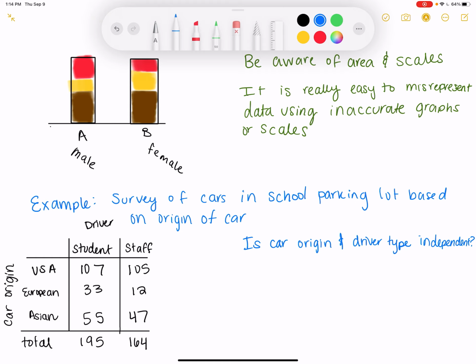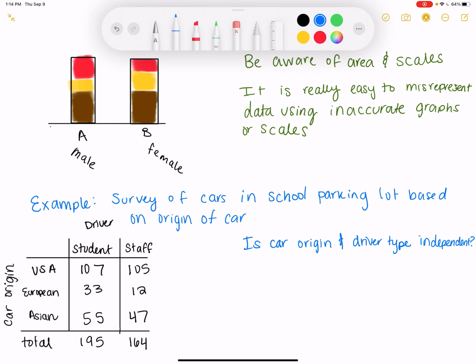So if it's independent, they do or don't. It means if staff has like 100 European cars, but they're almost the same, then they're not independent. They are independent, right? Well, you have to remember, there's not the same number of staff cars as there are student cars. So we're looking at the ratio for each type to driver type. So each brand of car to each driver type. And if those ratios are the same, then they're independent.